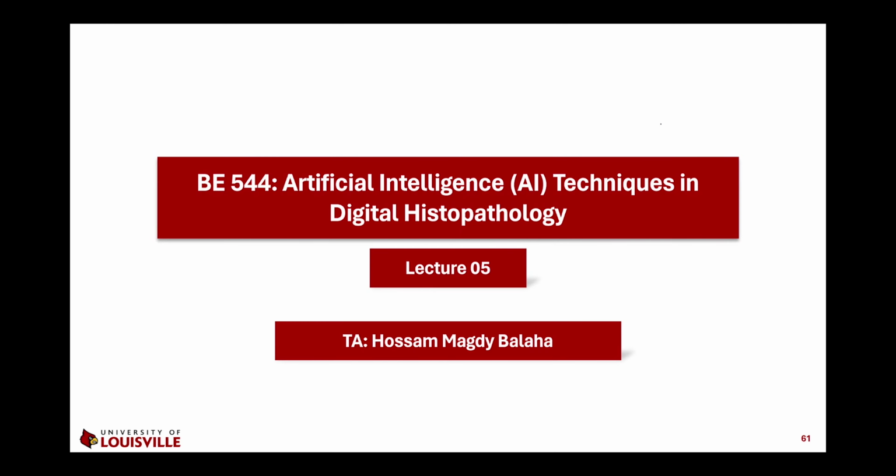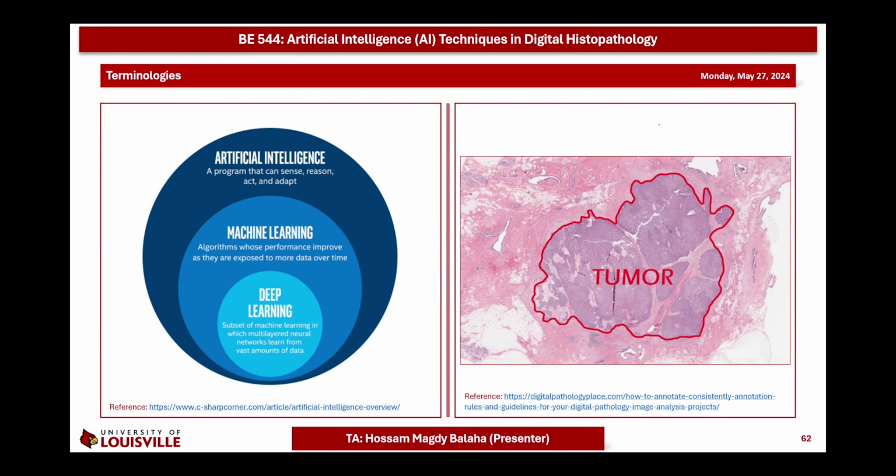Hello everyone, this is lecture 5 of course BE544. In today's lecture, we will deal with different terminologies related to artificial intelligence, machine learning, and deep learning, and then go through different codes to handle the annotations and whole slide images, how to extract the different tiles from the image using Python. So let's begin.